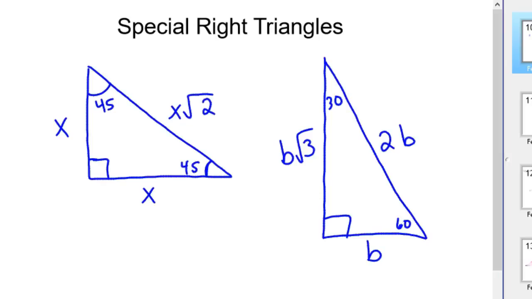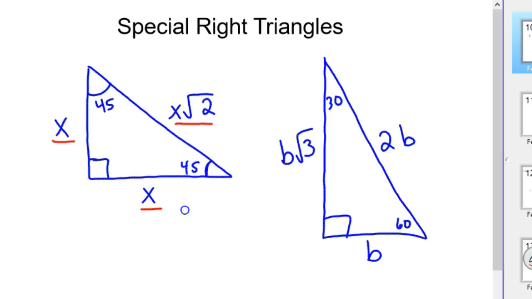Alright, there are two special right triangles that you need to have memorized for any college entrance exams. One is the 45-45-90, which is here on the left, and the other is the 30-60-90 here on the right. The 45-45-90 is an isosceles triangle, so if the side lengths are x, and that means this one's x root 2, and I'll show you how to get that.